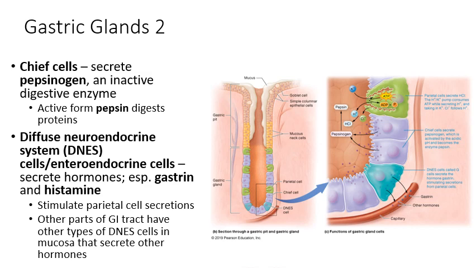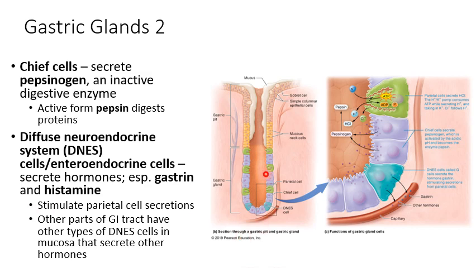So you have some in the stomach, you also have different ones in the small intestine. There's actually a lot of different types of these DNES cells, and they all secrete different hormones. The ones that we have in gastric glands are secreting primarily gastrin and histamine. Both of those hormones stimulate parietal cells. So that could be the parietal cells in the same gland as the DNES cells, or those hormones could travel in the blood to a different gland and affect parietal cells there. So basically they're just causing the secretion of stomach acid.